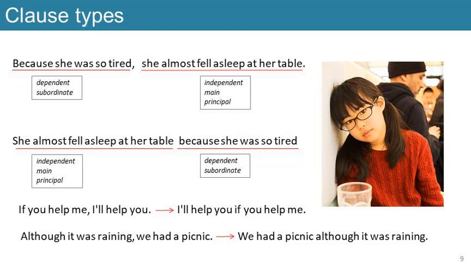The first dependent clause from the previous slide is completed here by the addition of an independent clause, also called a main or principal clause. Note that the 2 clauses can be reversed, as shown in the other examples.